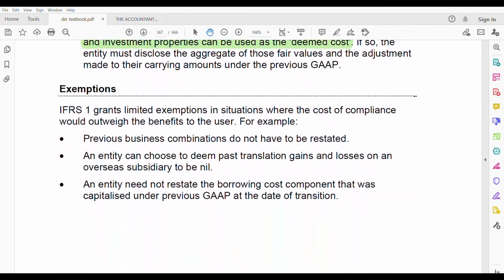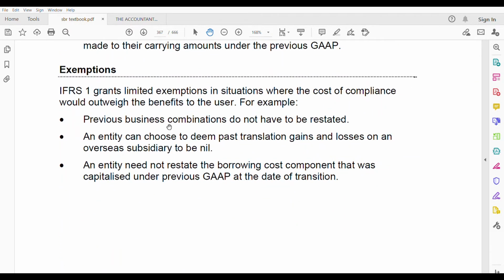Now some exemptions. IFRS 1 grants limited exemptions in situations where the cost of compliance would outweigh the benefit to the user. Whenever the cost is more, you are exempted. For example, they have given some examples. Previous business combinations do not have to be restated. Previous business combination means before adopting IFRS standards. Whatever business combination you have done, now after adopting IFRS standards, you don't have to restate it. It is exempted. That means as it is, you can carry it forward when you are adopting IFRS rules for the first time.